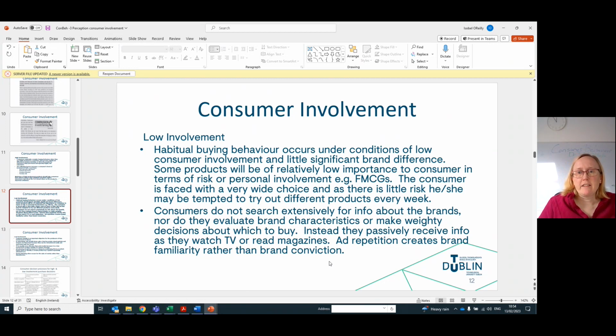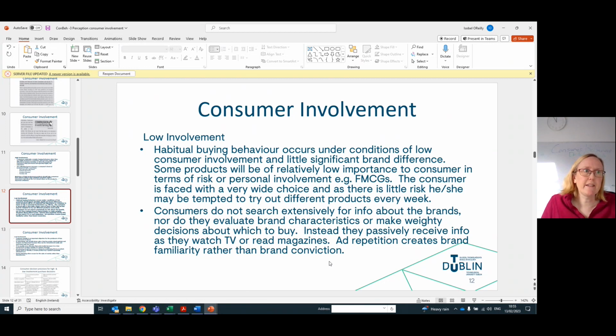Consumers do not search extensively for information about the brands, nor do they evaluate brand characteristics or make weighty decisions about which to buy. Instead, they passively receive information as they watch TV or read magazines. So, again, when we say watch TV, obviously, we include YouTube clips and so on. Ad repetition creates brand familiarity rather than brand conviction. So it just helps the customer feel like they know that brand.